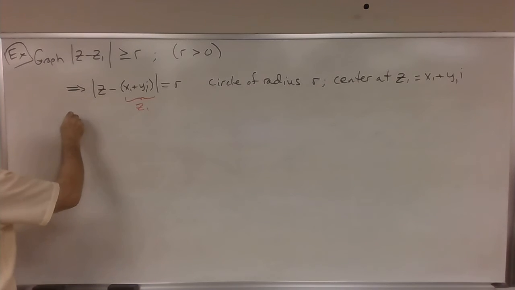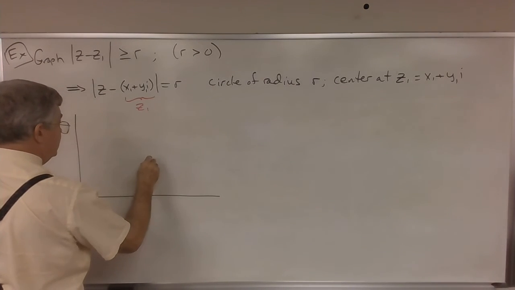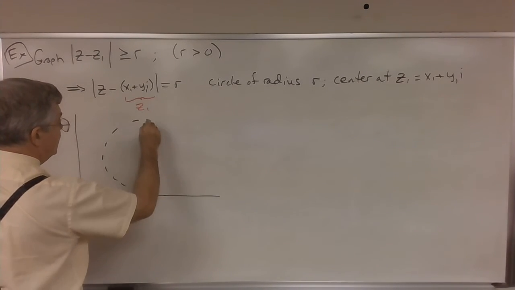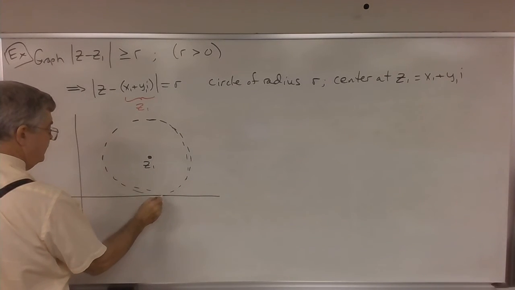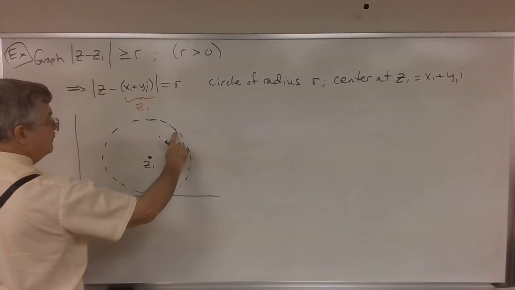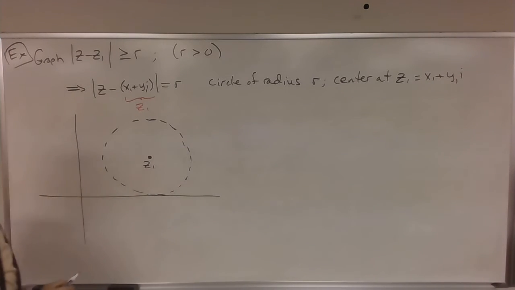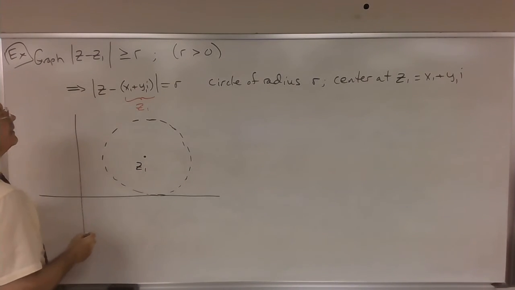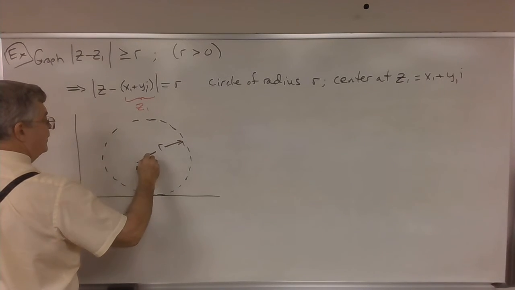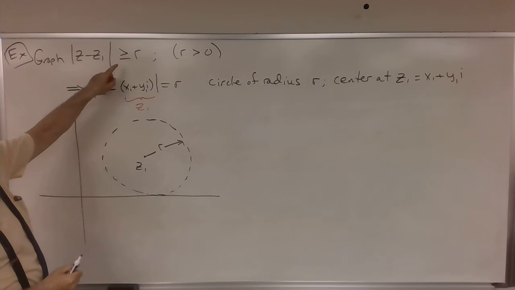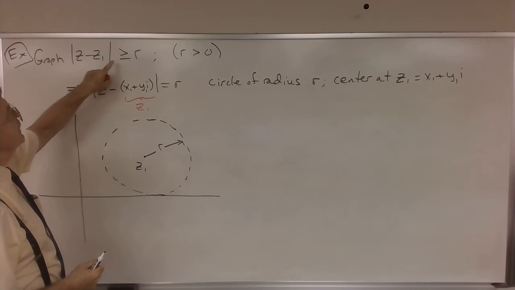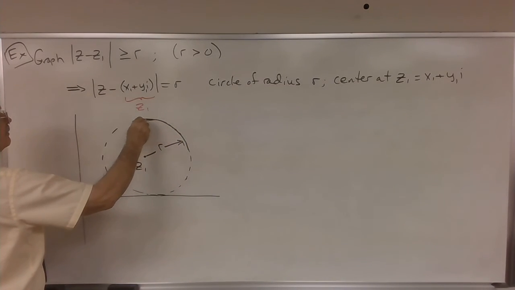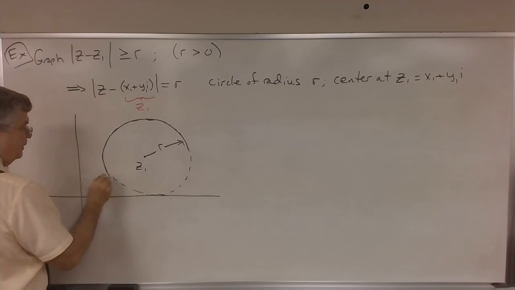Okay. So here's z1, and here's my circle. You'll have to forgive me for this circle. Somebody dropped it on its head when it was a little circle, and it never recovered. There. And we have modulus of z minus z1 greater than or equal to r. So the perimeter of the circle is part of the solution of the equation. We'll color it in.